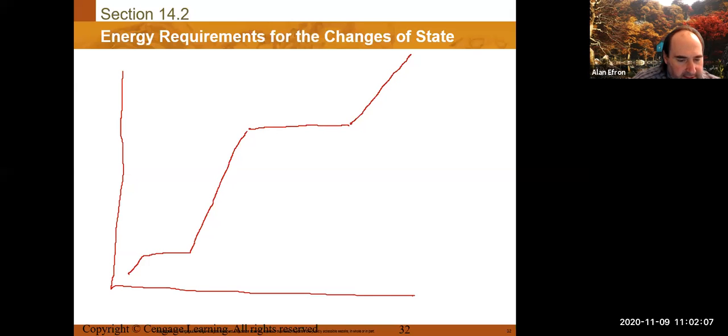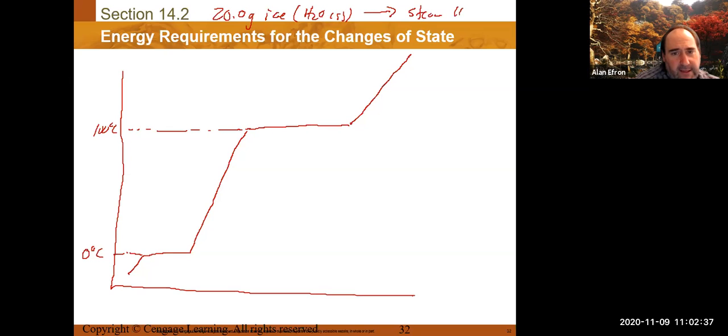All right. So these flattish lines that I very badly drew, that's 0 degrees Celsius. This is 100 degrees Celsius. And that's a normal melting point and boiling point for something like water. So in this particular problem, we're taking 20 grams of ice, which is water in the solid state, and we want to take it all the way to steam at 115 degrees Celsius. And we're starting at minus 12 in this particular case.